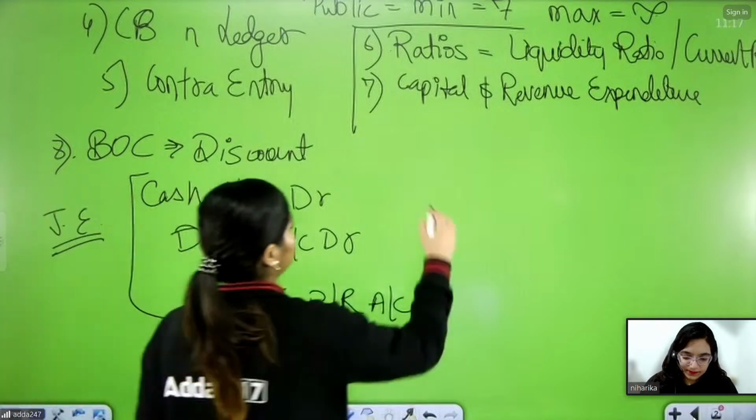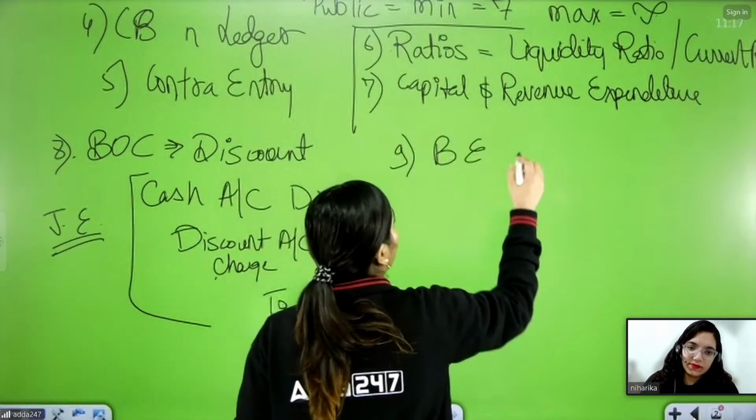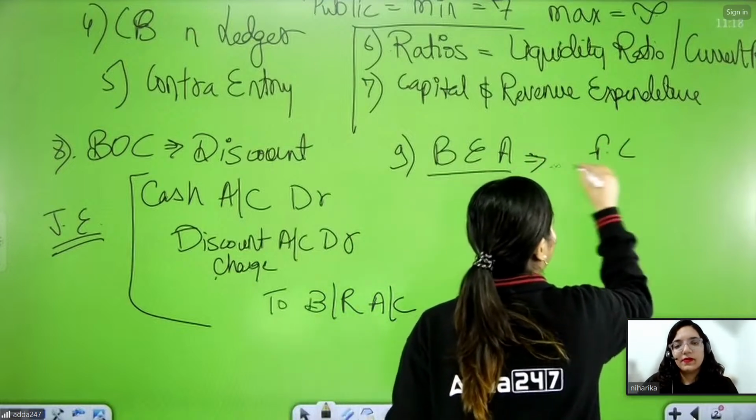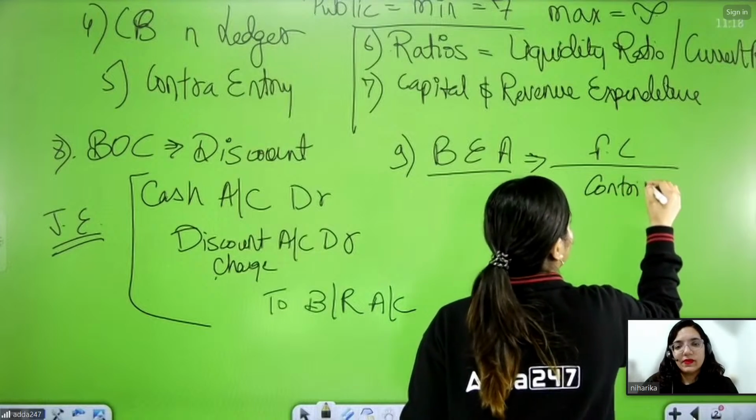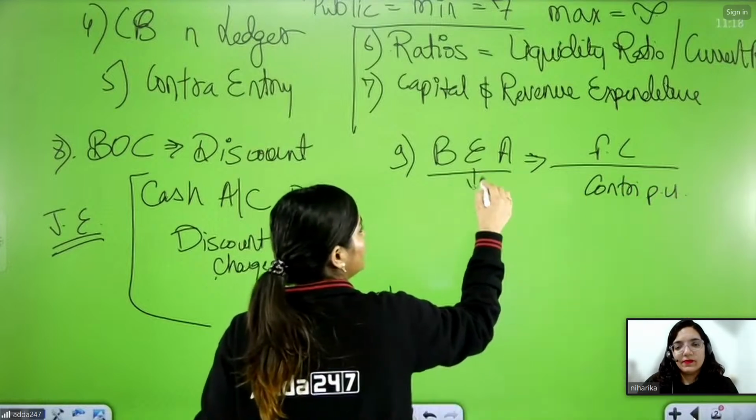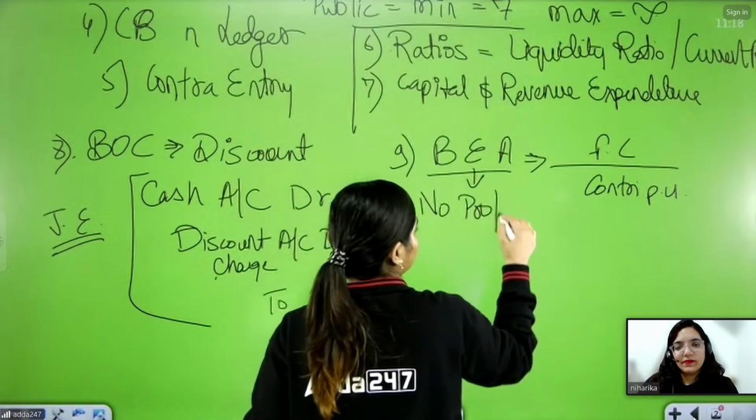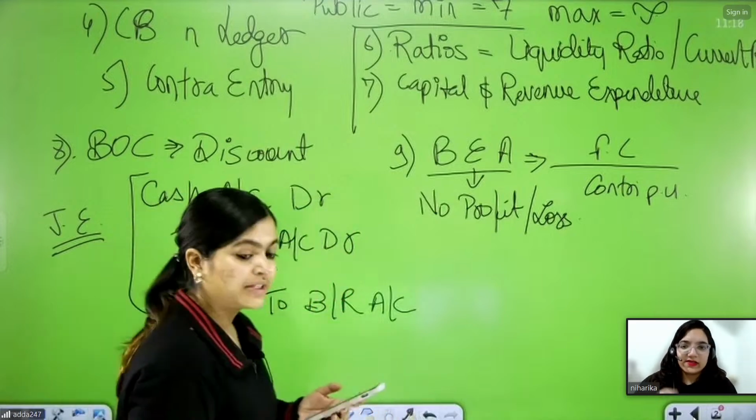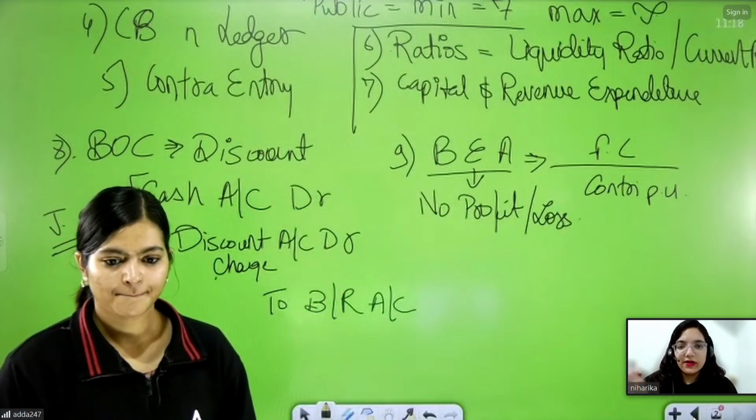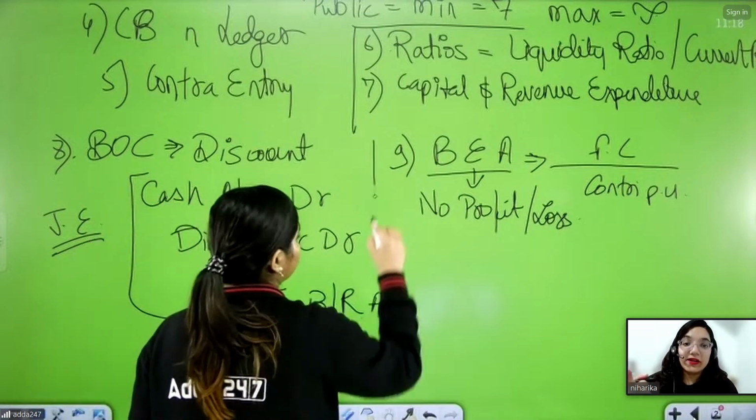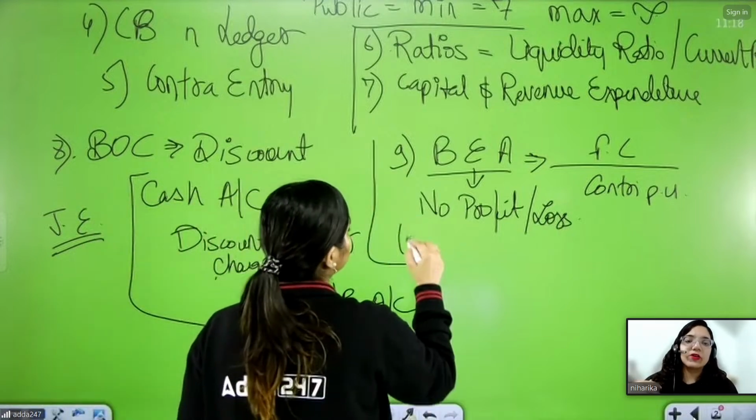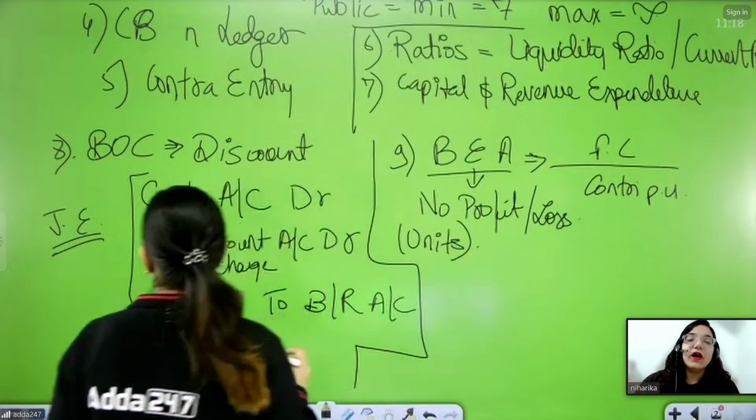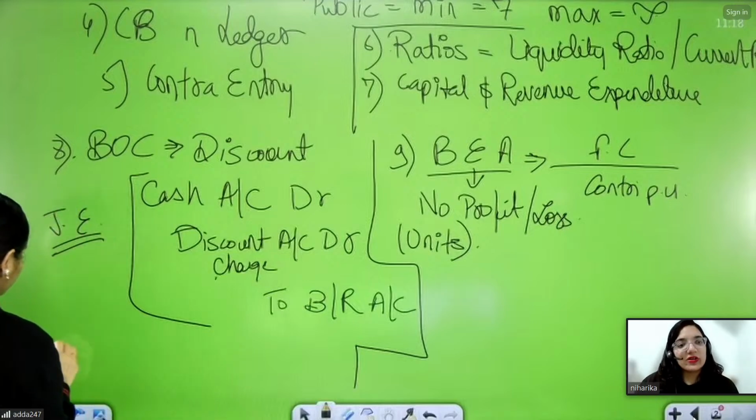Okay. Then we have the next question from break-even analysis. The formula for calculating break-even is your fixed cost divided by contribution per unit. Remember, break-even is a point which says no profit, no loss situation. When we talk about fixed cost upon contribution, this is only for calculating the break-even point in units, everyone. What if they ask what your break-even point in rupees is? Then you have to take fixed cost upon PV ratio.